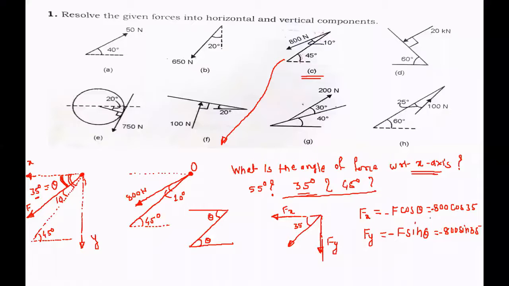Okay, so the exact answer is: fx is minus 655.32 Newton, and your fy is also minus 458.86 Newton. Okay. So this is the final answer, this is the x component, and this is your y component. So I hope this problem is clear.